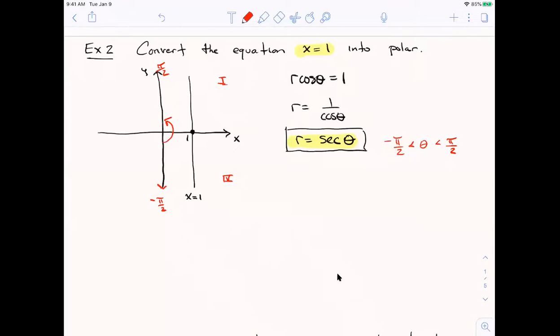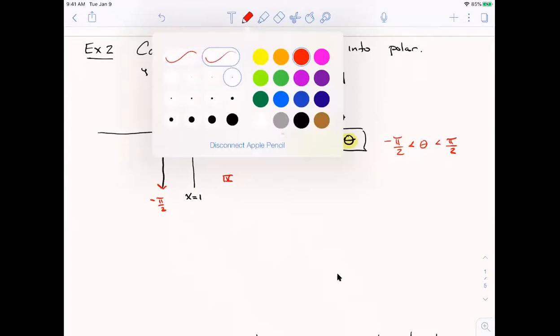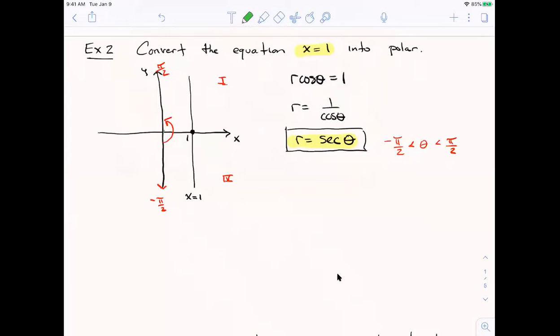For each value of theta, here is how I want you to visualize this. I pick a theta value, and the length of this green line is what I mean by r. It's r of theta, the secant of theta. So you can see in the picture, as theta gets closer to pi over 2, the lengths of those green lines are going to get longer and longer. In the extreme, you'd shoot off to infinity because the secant function approaches infinity as its input approaches pi over 2.